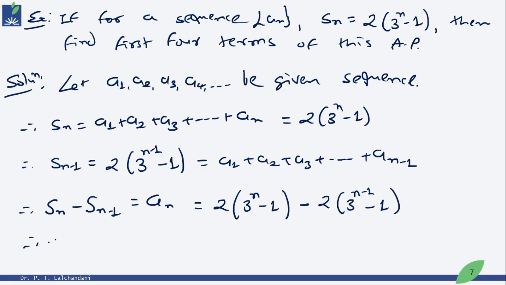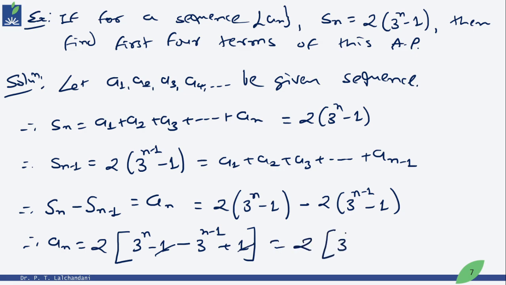So therefore an is equal to, you can observe that we can take 2 common out from these two terms. So taking 2 common out, what is remaining? 3 raised to n minus 1, minus 3 raised to n minus 1, and this minus minus becomes plus. Minus minus becomes plus. So you can observe that this 1 and 1 get cancelled out. What is remaining? 2 times 3 raised to n minus 3 raised to n minus 1. Okay, so let us simplify a little bit more.